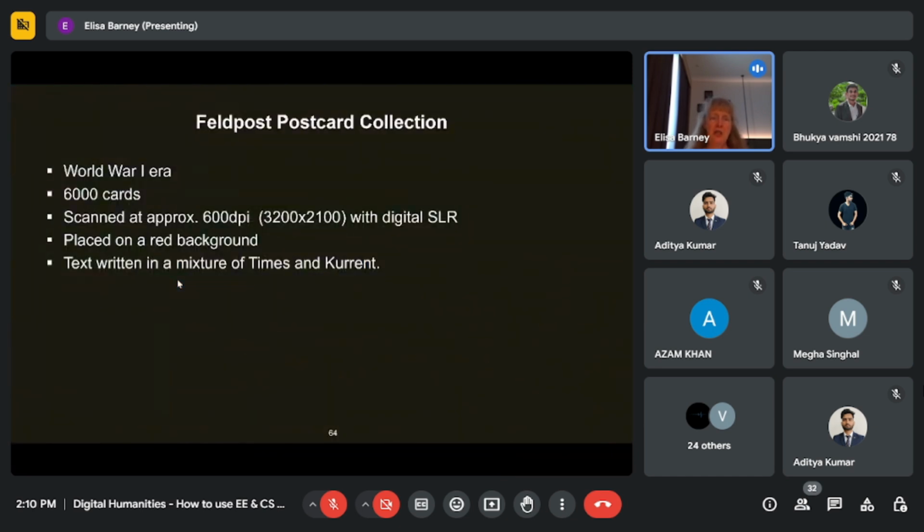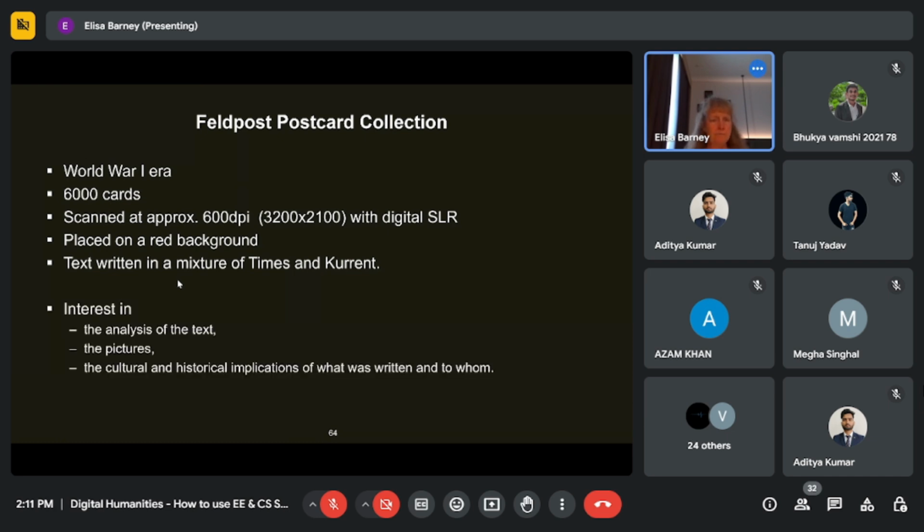And she has a collection of about 6,000 postcards that have been scanned. The text is handwritten in a mixture of common, what we now consider current Times Roman handwritten cursive text, and an old German script called Kurrent that pretty much only people 80 years old and older are able to read today. The young people do not know how to read it.